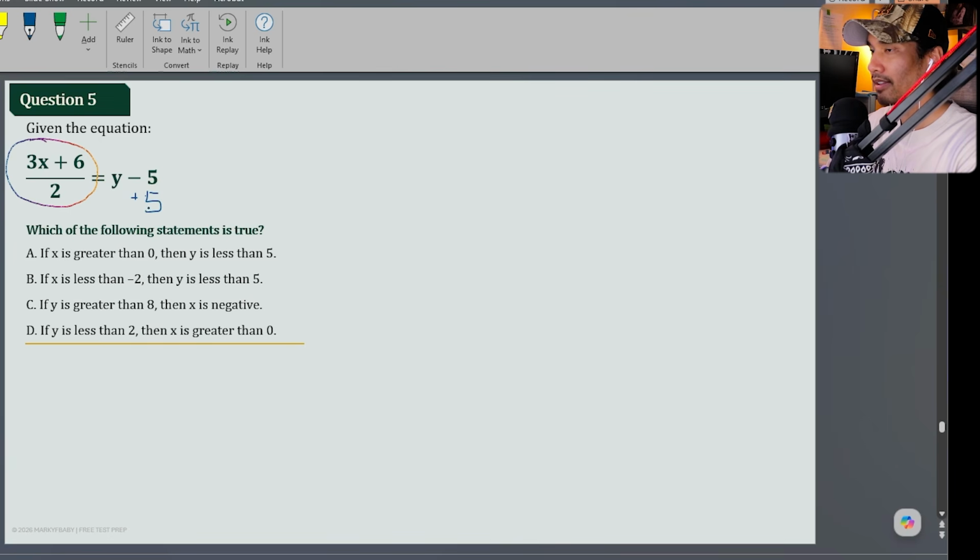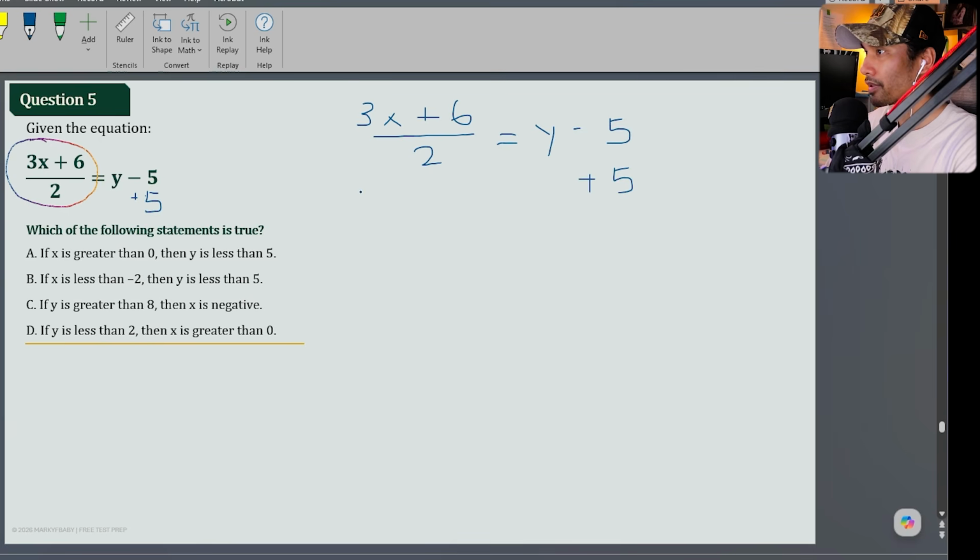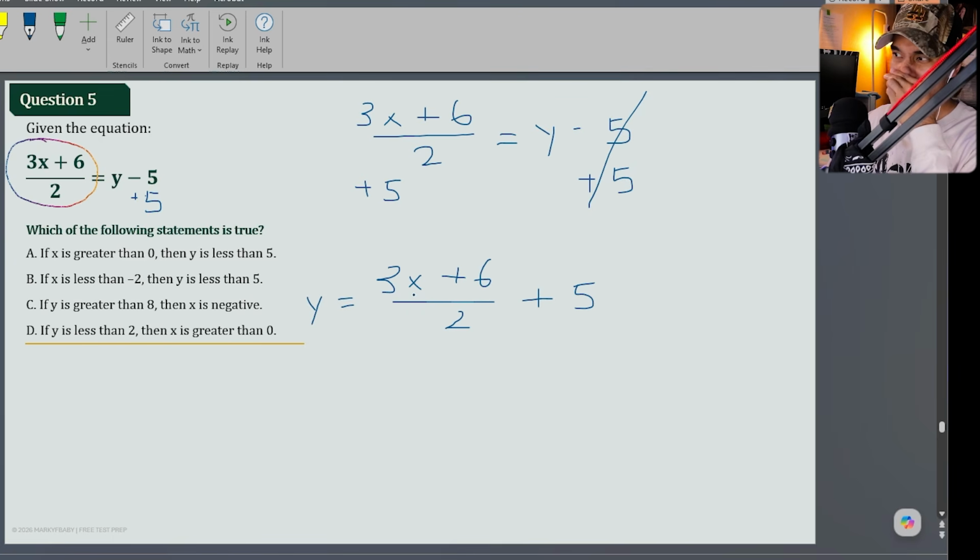I want to isolate the y. So let me just do everything over here. 3x plus 6, divided by 2, equals y minus 5. And I'm going to add 5 to both sides. Adding 5 to both sides gives me 3x plus 6 divided by 2 plus 5. And then I'm going to put this y over here. y equals 3x plus 6 divided by 2 plus 5.